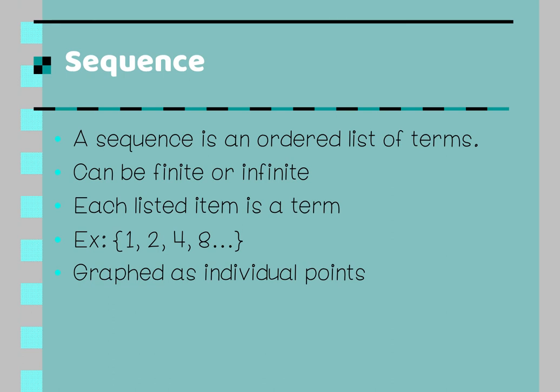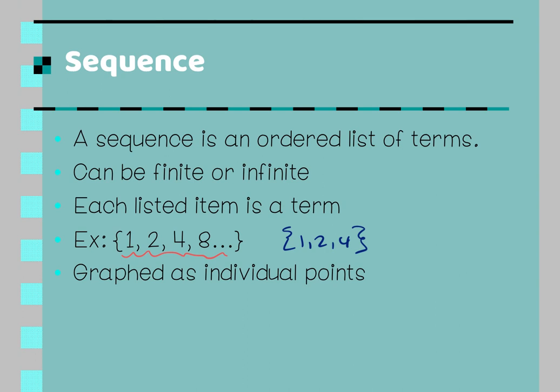So a sequence is an ordered list of terms. It can be infinite or finite. The example that's here is 1, 2, 4, 8, ... That means continue on forever in that pattern, and that means that it is infinite. If it just said 1, 2, 4, now we're talking finite. Finite means it ends, infinite means it doesn't. This is just some vocab, but each listed item is called a term. So we're going to say, like, the 7th term, the 6th term, like that.